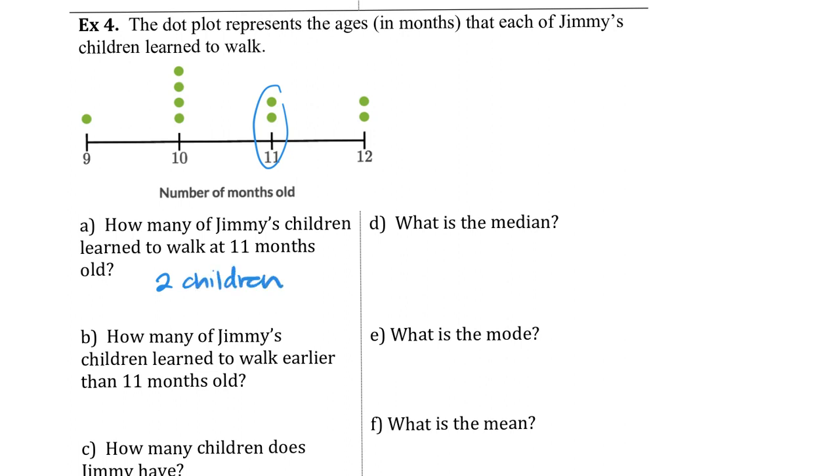Okay, how many of Jimmy's children learned to walk earlier than 11 months? So earlier than 11 months would be 9 or 10. So that would be 1, 2, 3, 4, 5. 5 children learned earlier than 11 months. Okay, how many children does Jimmy have? Well, 1, 2, 3, 4, 5, 6, 7, 8, 9. Apparently he has 9 children.